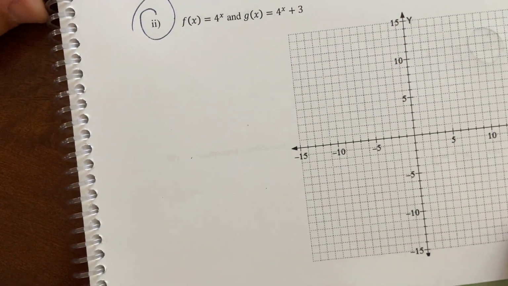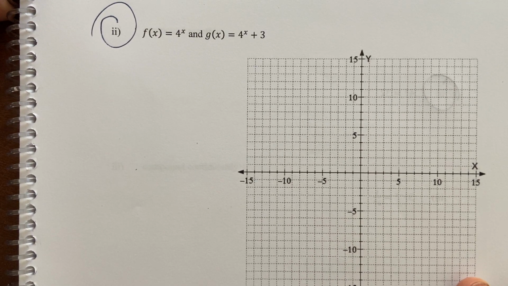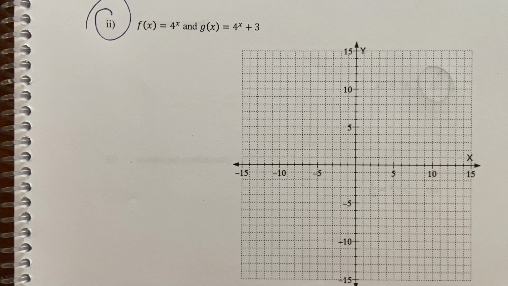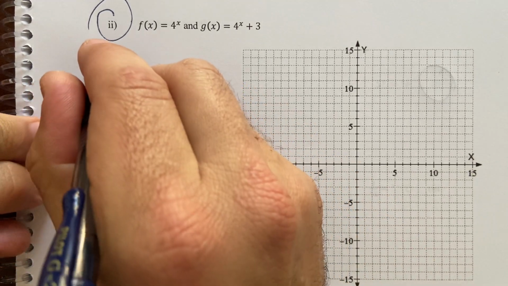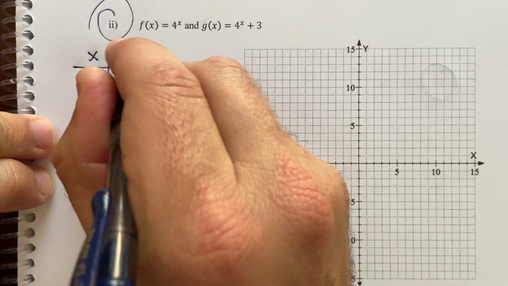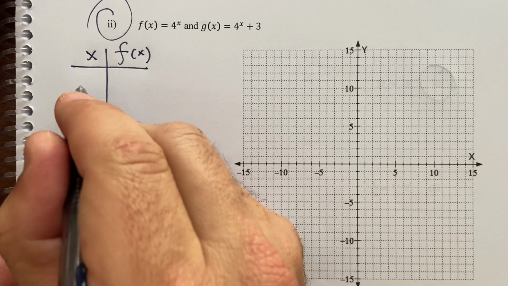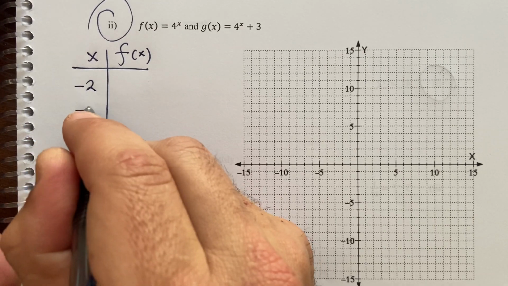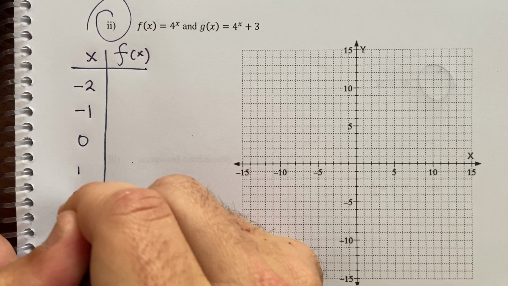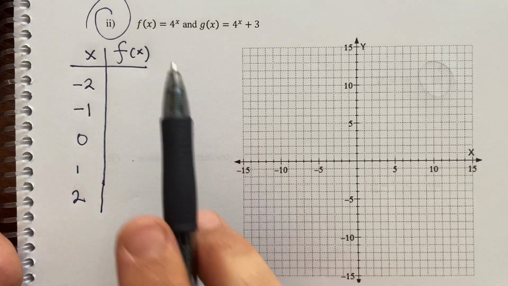Going on to part 2 here. So how might I graph this? Point plotting method. It always works. Plug in some x's, graph the y's, plot the points, draw the line. So -2, -1, 0, 1, and 2. I'll plug that in for x here.